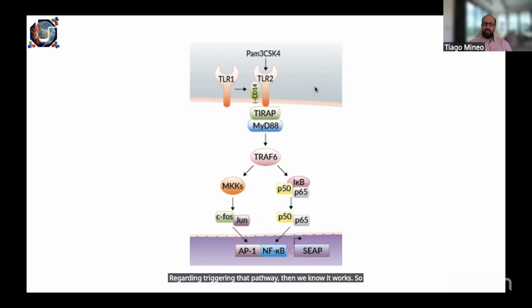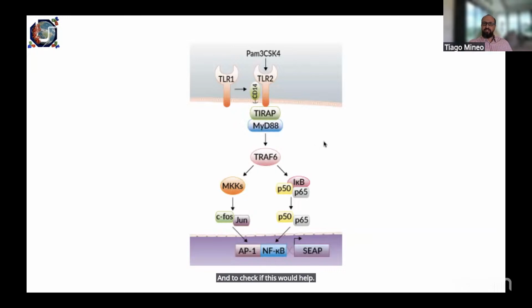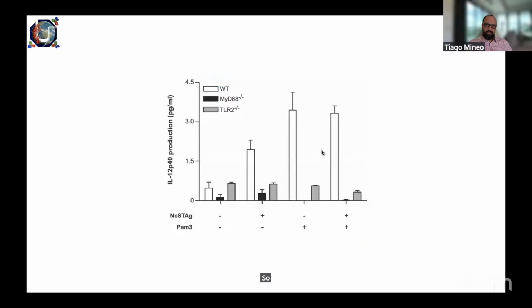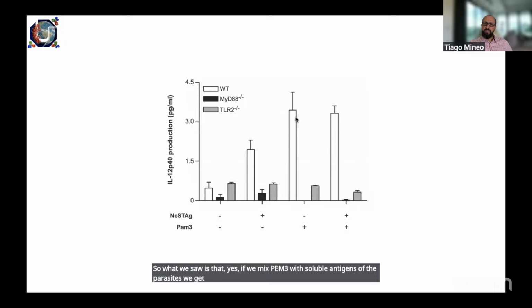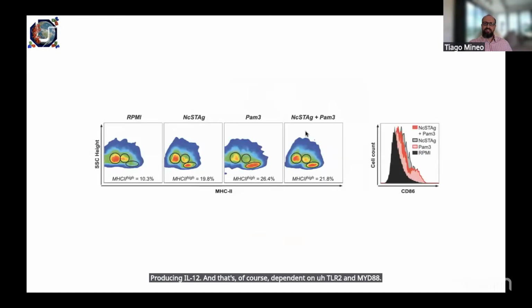So we did one set of experiments using PAM3, a known TLR2 agonist, as an adjuvant in a vaccine preparation, to check if this would help with protection against the parasites. What we saw is that yes, if we mix PAM3 with soluble antigens of the parasites, we get an increased response by macrophages producing IL-12, and that's of course dependent on TLR2 and MYD88. This is also true for MHC overexpression or co-stimulation with B7.